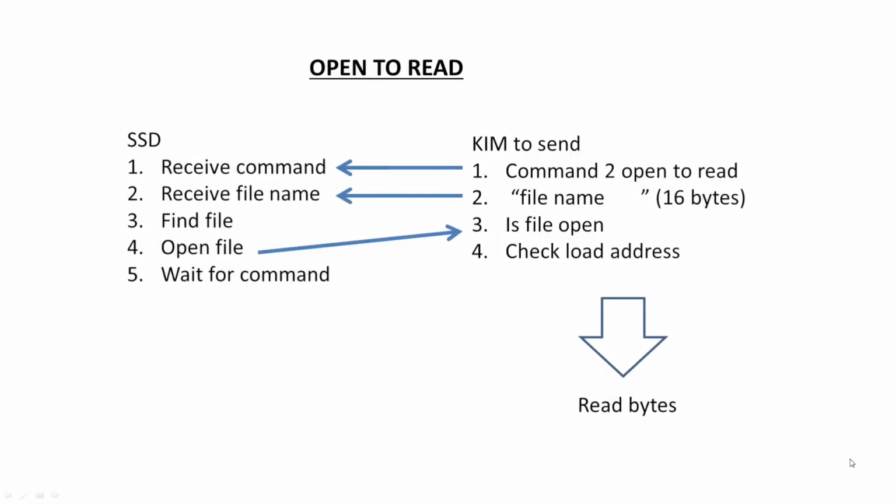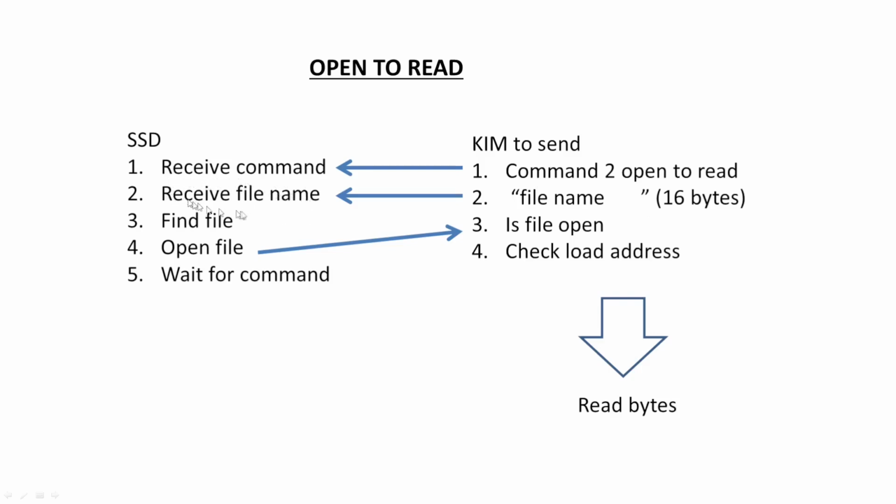So if we want to open a file to read it, the KIM will send command 2 over here, telling the solid state drive that he wants to open a file. So the solid state drive has been scanning, receives the command, and it then knows from the command 2 that it needs to receive a file name after. So after it's told the KIM that it's received the command, the KIM will then send the file name, which will be 16 bytes long. The actual name can be shorter than that, and it's just padded out with spaces afterwards. So that is then transmitted 1 byte at a time to the solid state drive.